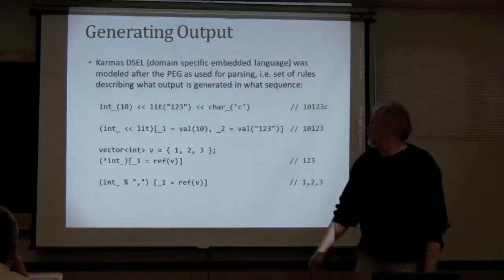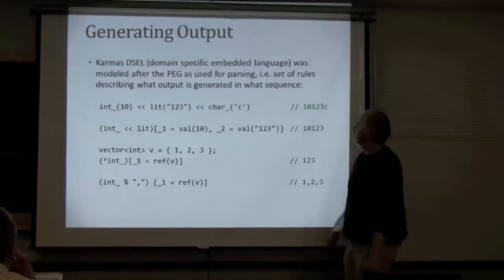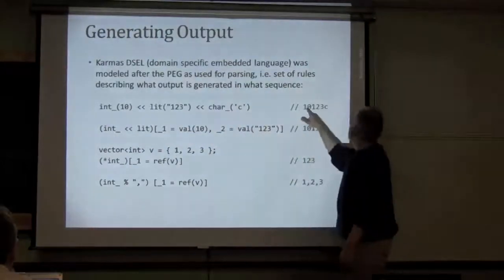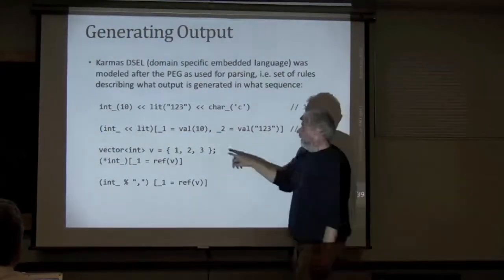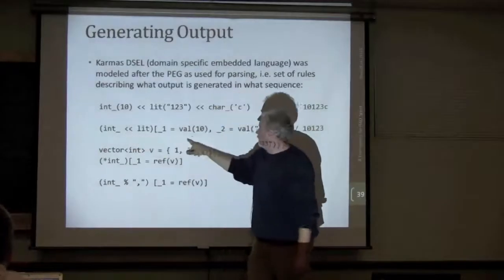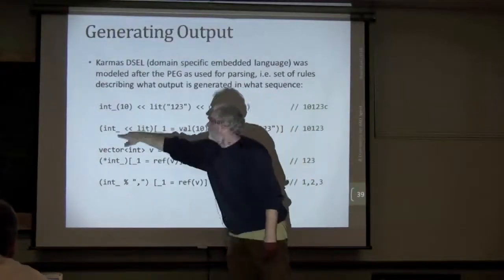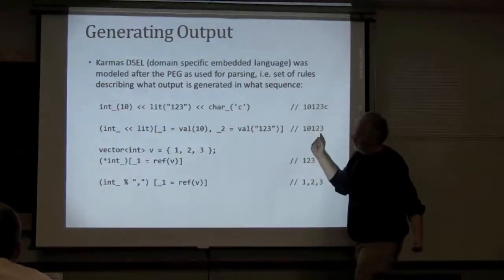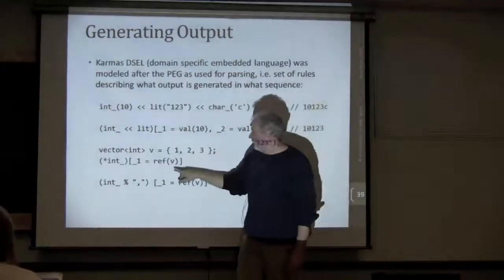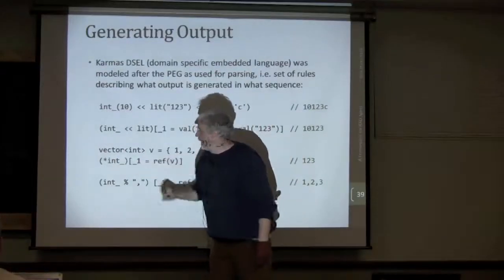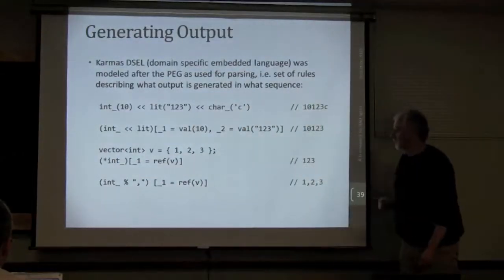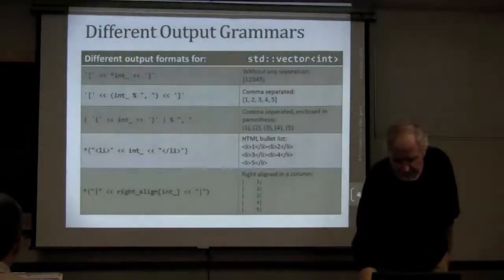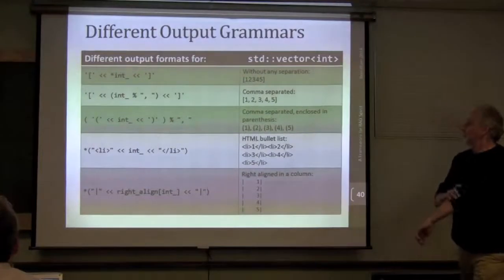Just a couple of examples to show you how karma works. So, in the simplest case, a 10, a literal, and a C, you get that output. You can have an int and a literal, and you provide the attributes for those guys not immediately, but using semantic actions. Works. You have a vector of 1 to 3, and you provide that vector to a karma generator, you get 1 to 3, and the list operator. Just very simple examples. I think that's quick and understandable.